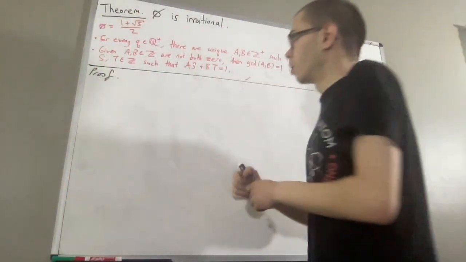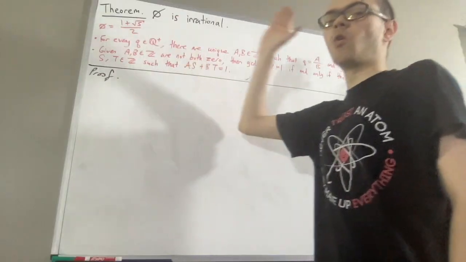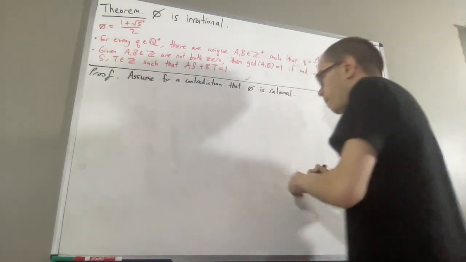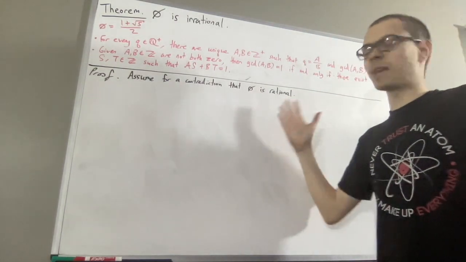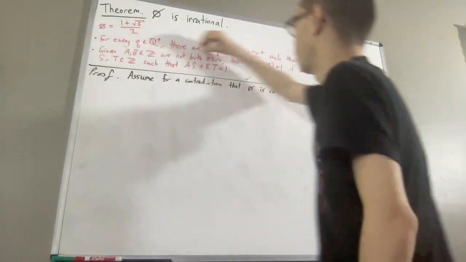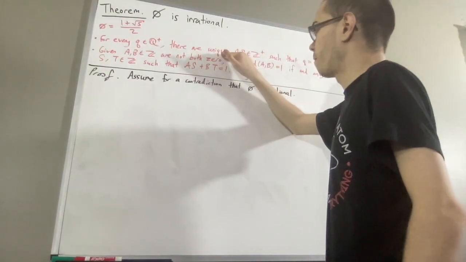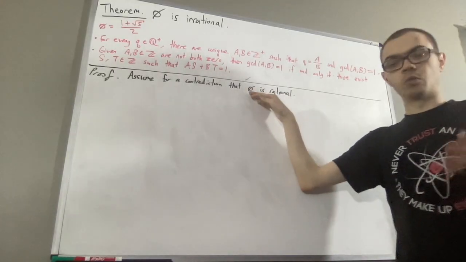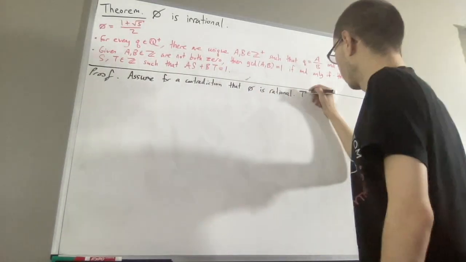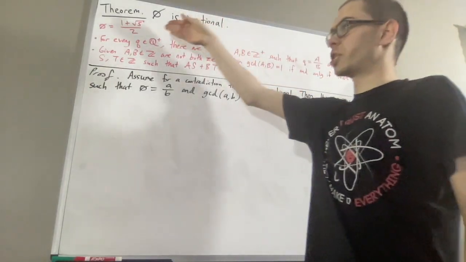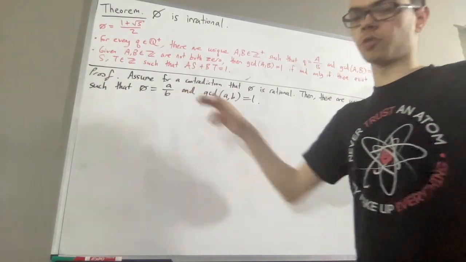To start out the proof, let's assume for a contradiction that the golden ratio is rational. Well, we know that the golden ratio is positive, so that means the golden ratio is a positive rational number. Then, according to our first result, there is a unique pair of positive integers a and b such that the golden ratio is equal to a over b, and the greatest common divisor of a and b is equal to 1. Now let's note, the golden ratio is greater than 1, so we must have a greater than b.